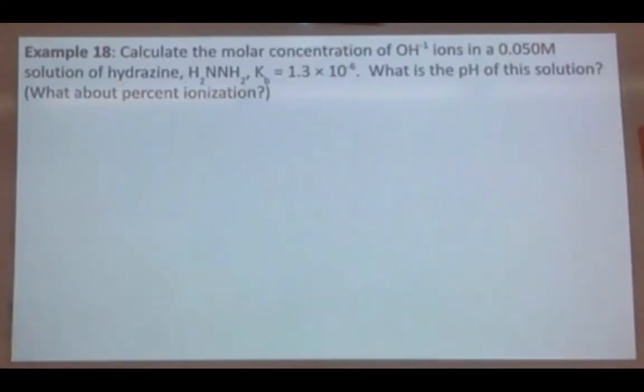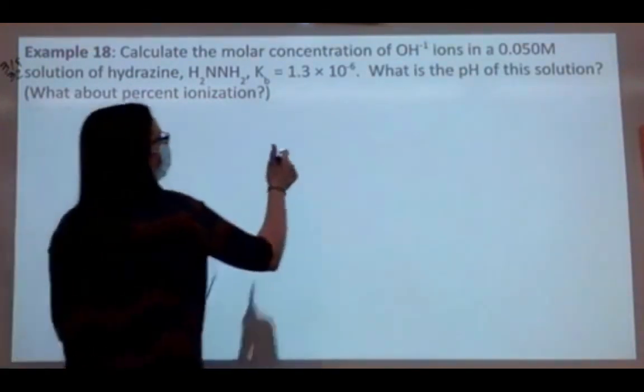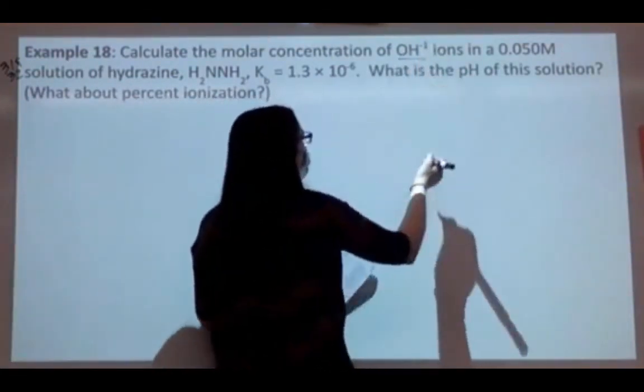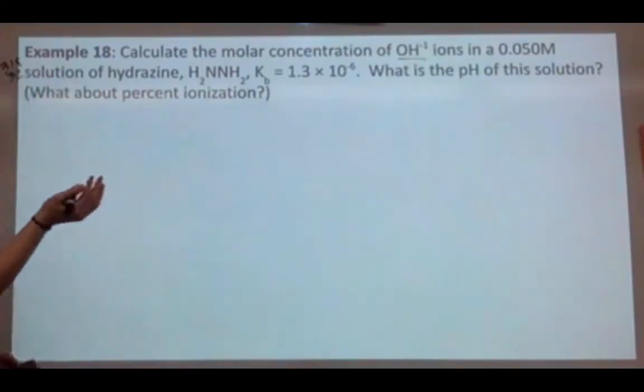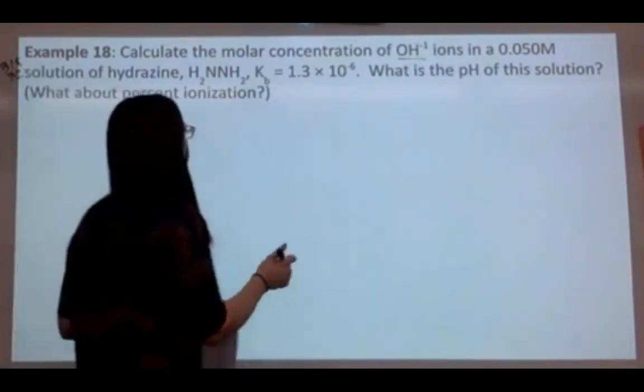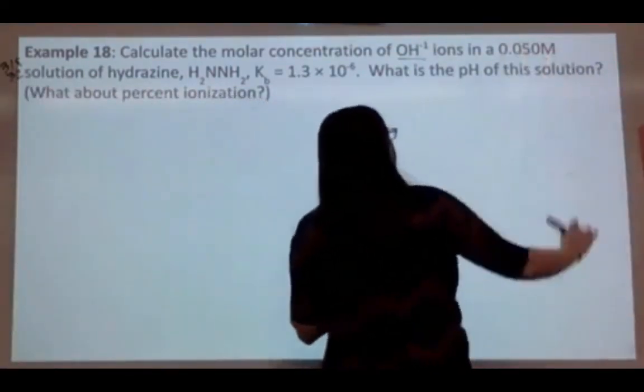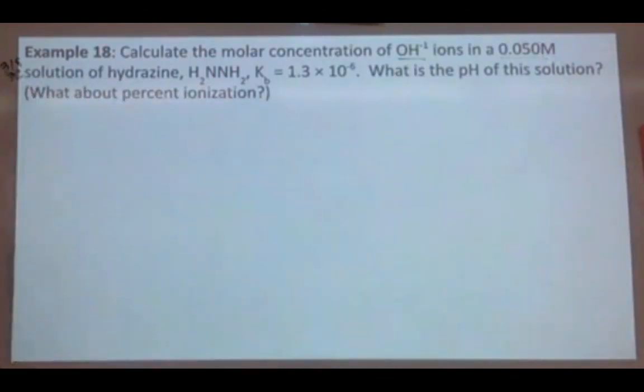This example 18 is actually like numbers 31 and 32 on Mastering. So if you want to make yourself a note, 31 and 32 on Mastering. This is looking at a weak base. In this example, it says calculate the molar concentration of OH minus ions. So my answer needs to be OH minus ions in a 0.050 molar solution of hydrazine.